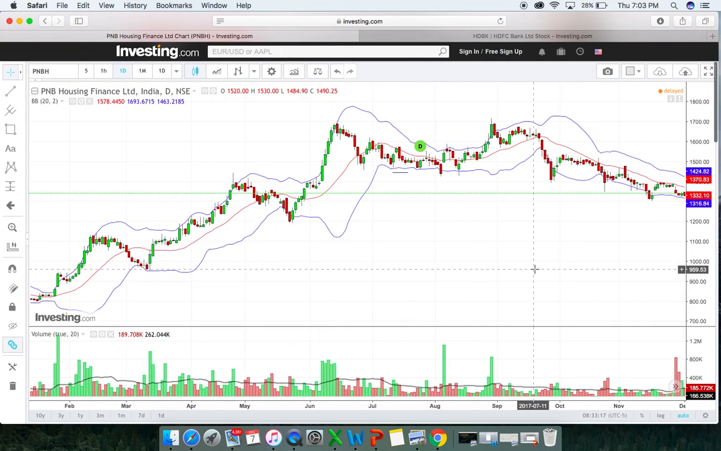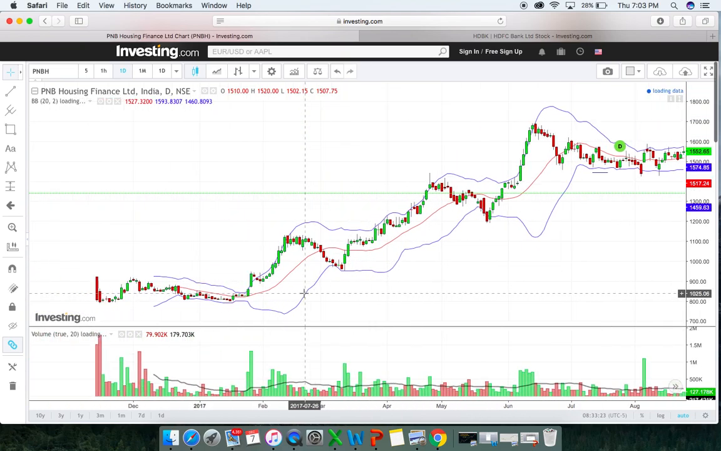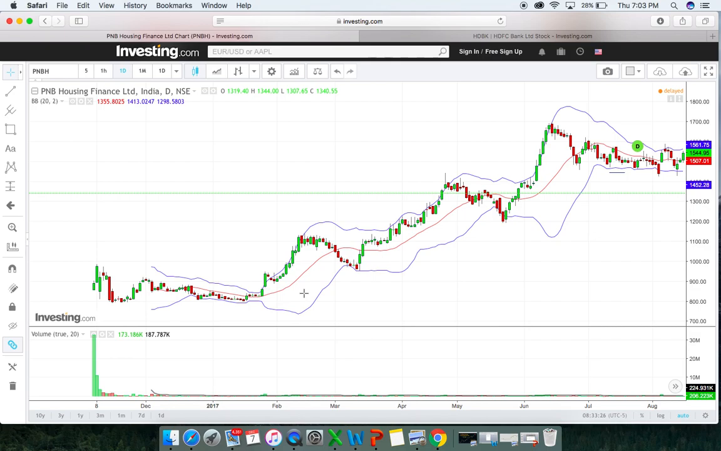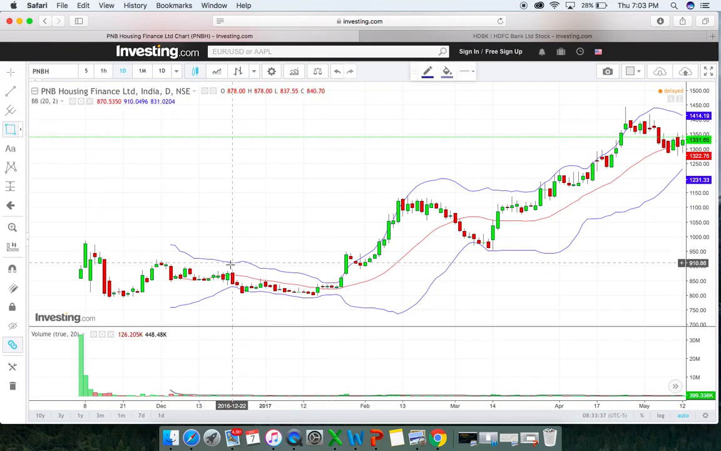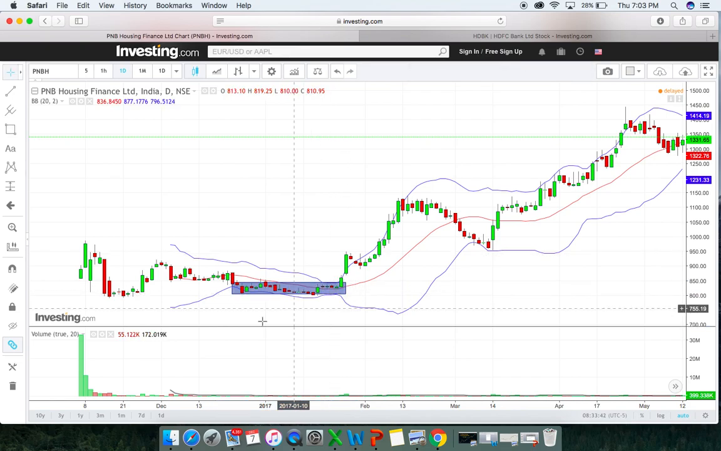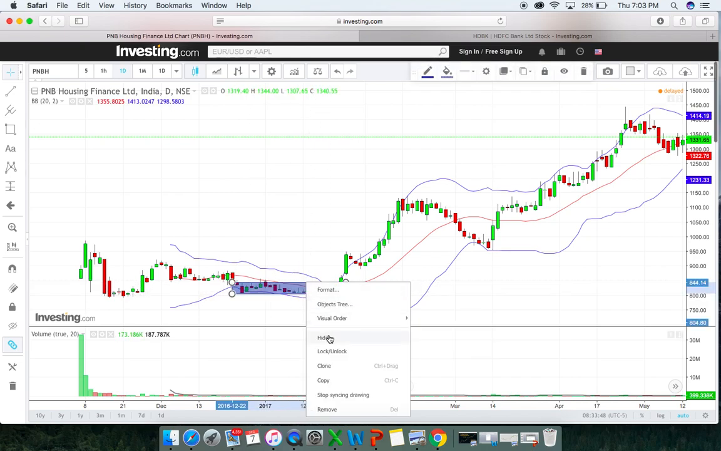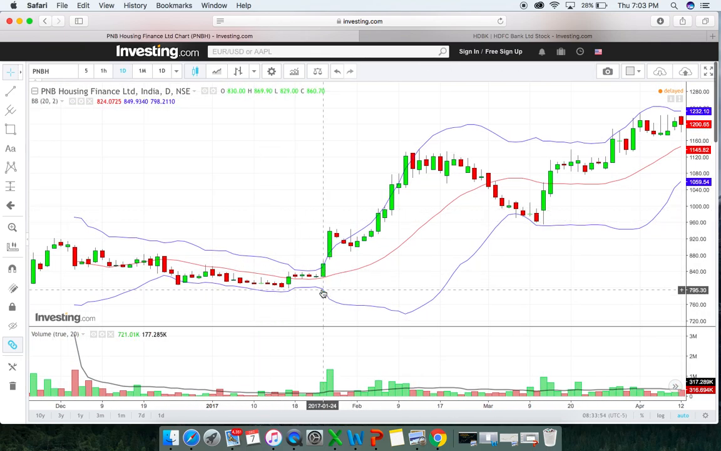Once we have applied the Bollinger Band, the first thing that we look for is a period of low volatility. Low volatility is a period where all the three bands are very close to each other. This is a perfect example of a squeeze, where you can see all the three bands coming close to each other, and the stock is moving in a narrow range. This is a period of low volatility. We have to look for this period first and then look for a breakout. This is the breakout supported with above average volumes.